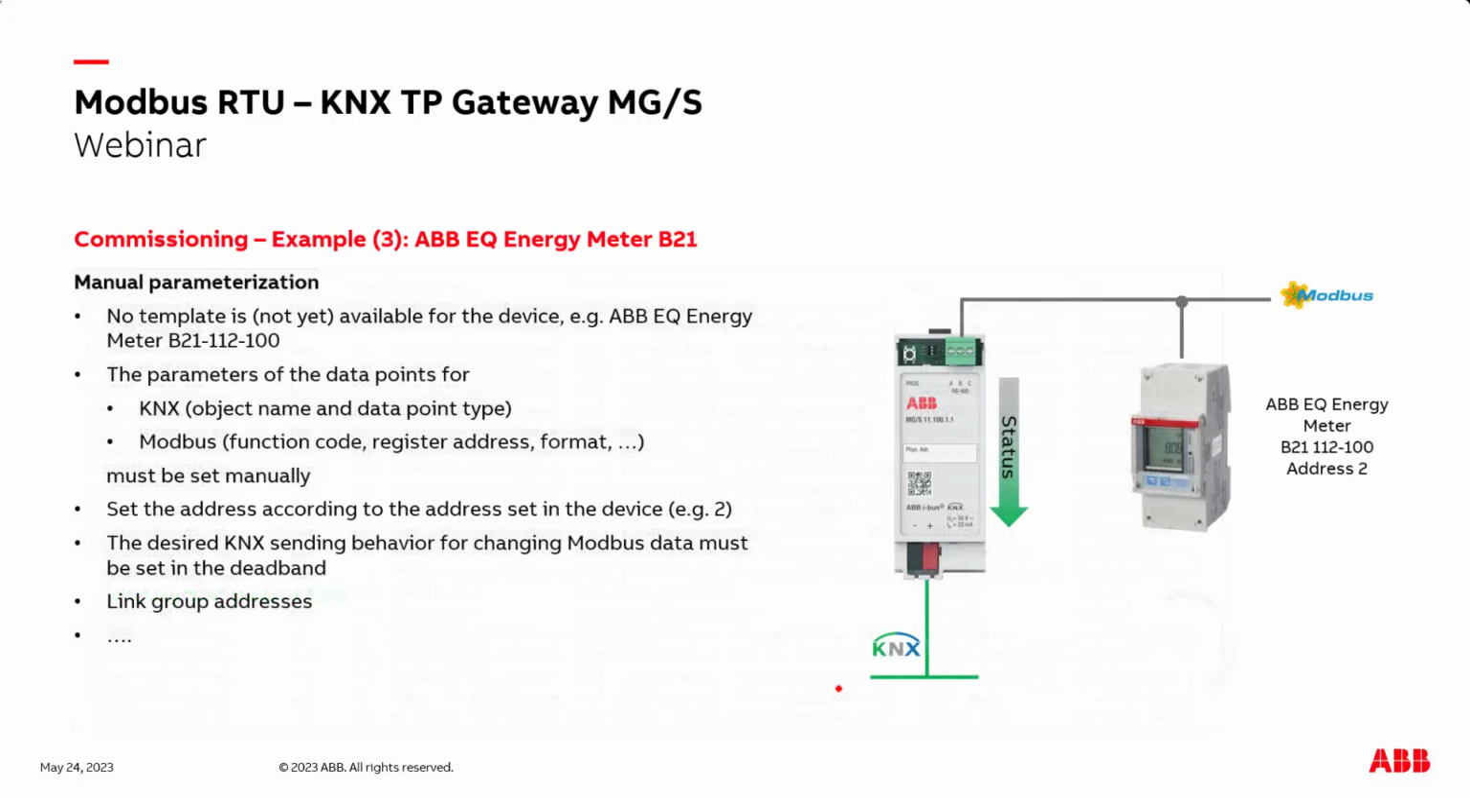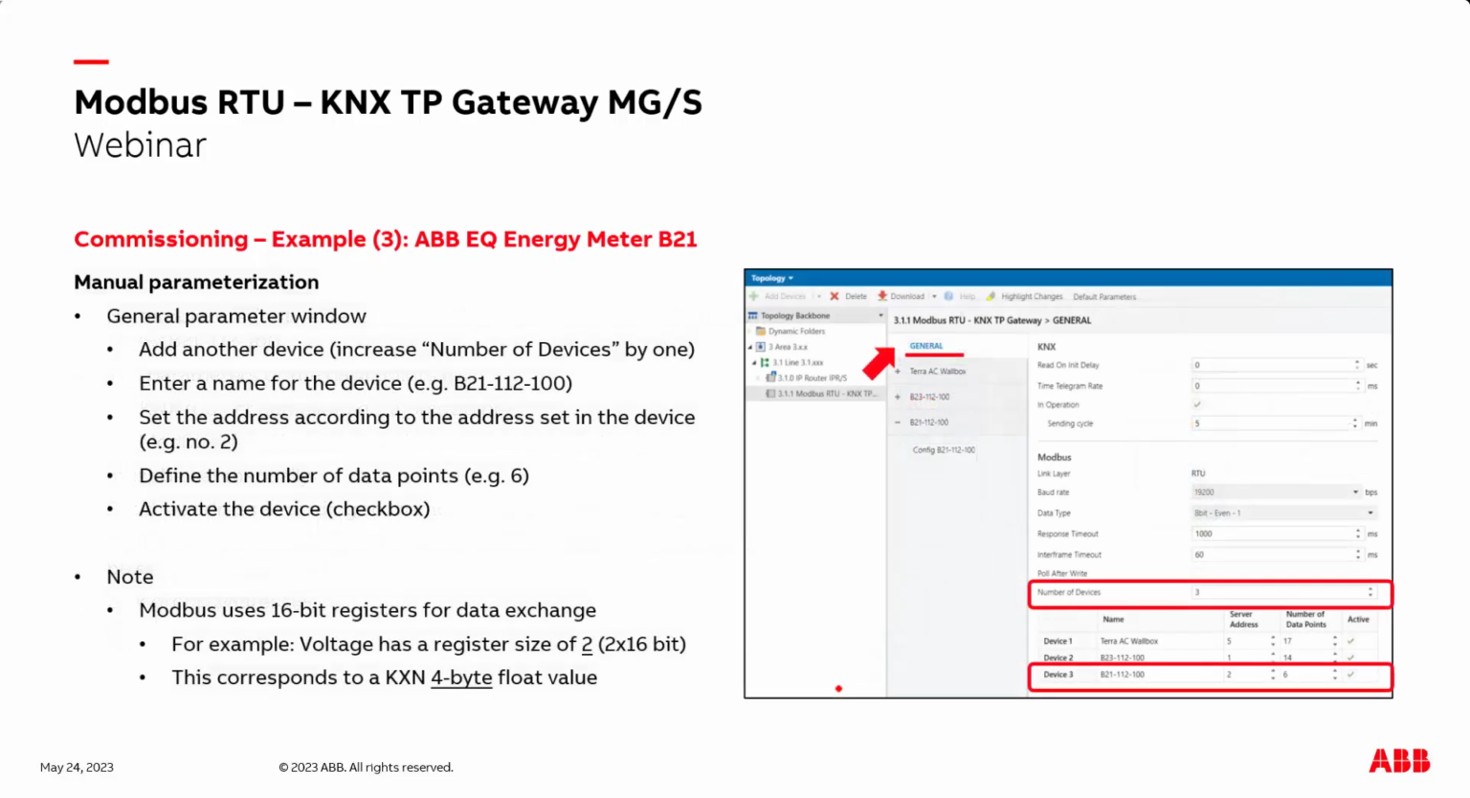Good, then let's come to a device like my B21 meter, for which such a template is not yet available. So we have to do the mapping of the Modbus values and KNX manually. You will see it is not really difficult. Then we cannot use the DCA app. We have no template, so we go to our main page, General, and there we go to number of devices.